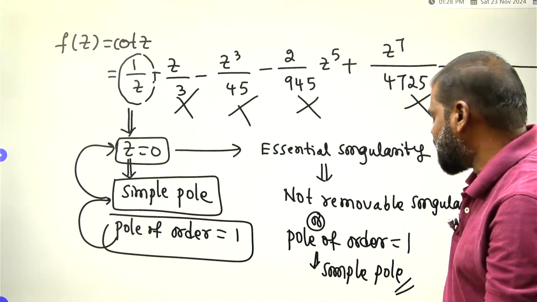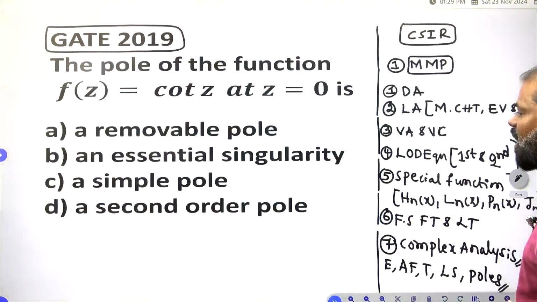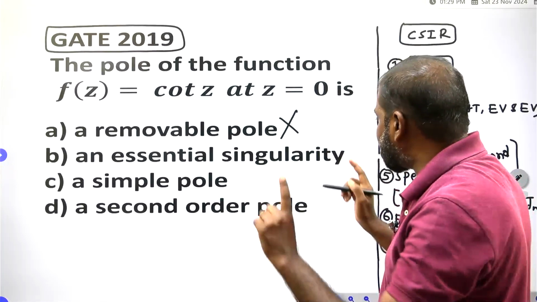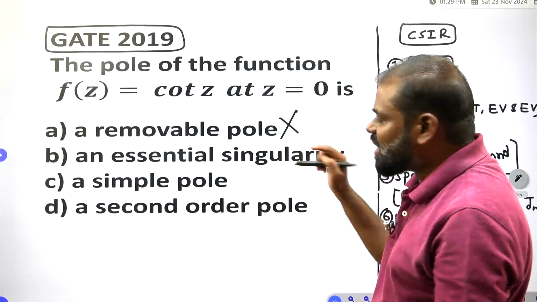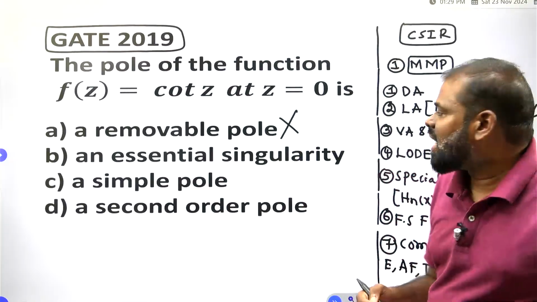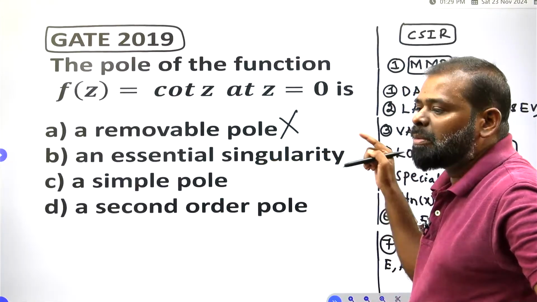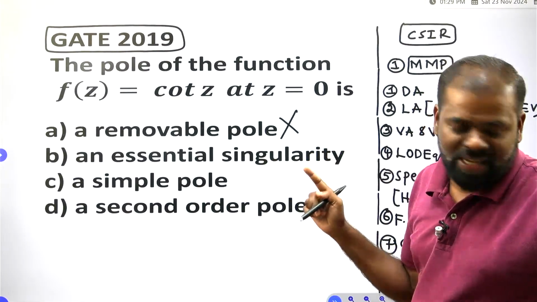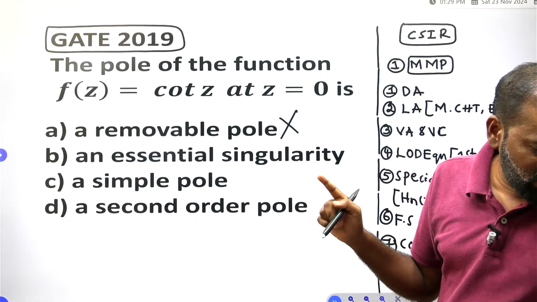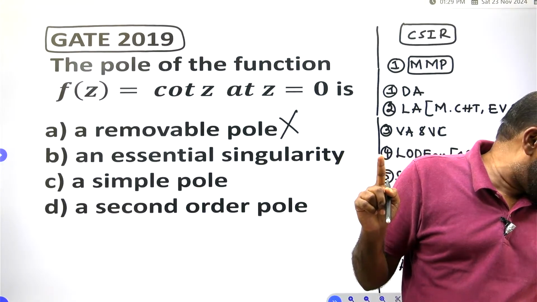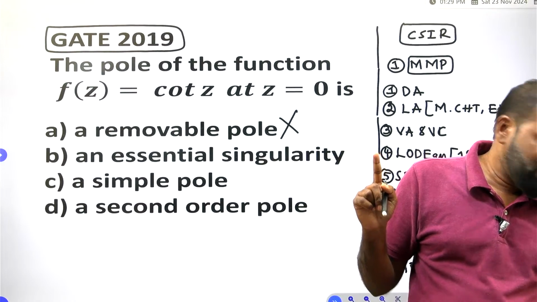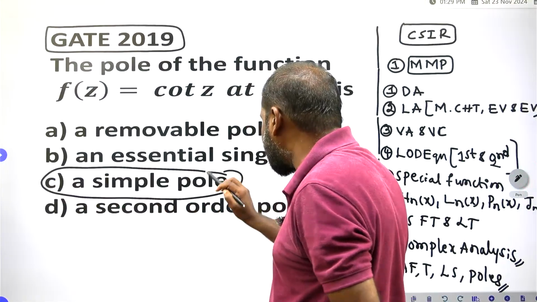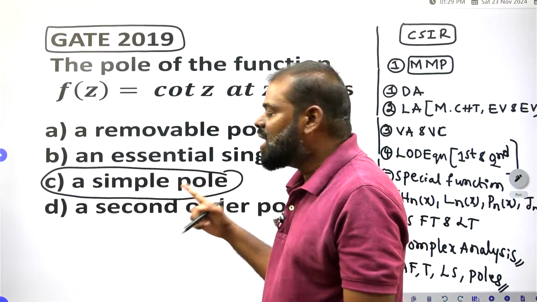Once you have to check the answers: a removable singularity? A principal part is existing, that's why it is not a removable singularity. And essential singularity, it is an essential singularity, but which pole is it? Pole of order 1. It is an essential singularity, not removable, but the pole of order is equal to 1. That's why you have to take the superior answer. That superior answer is simple pole.